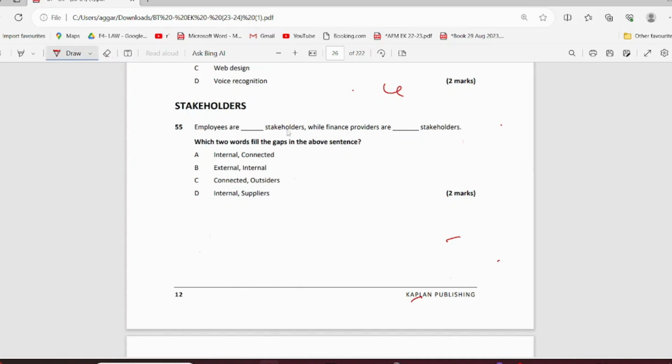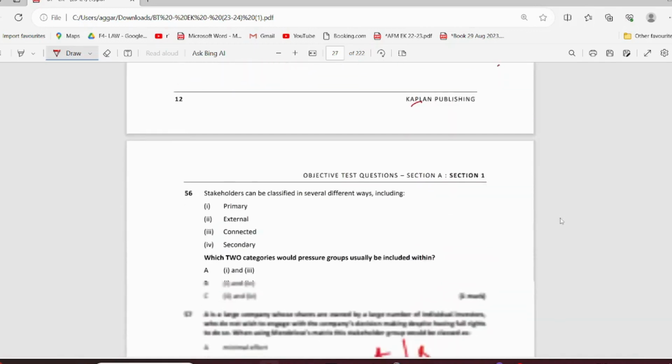Employees are which stakeholders? I just now mentioned that employees are your internal stakeholders because they're working for you within the organization, while finance providers are connected stakeholders. So that is the reason A is correct. Next question.